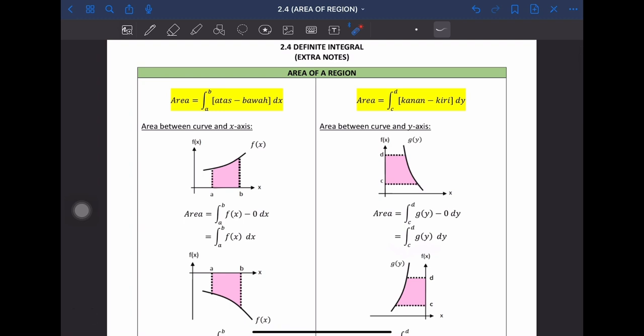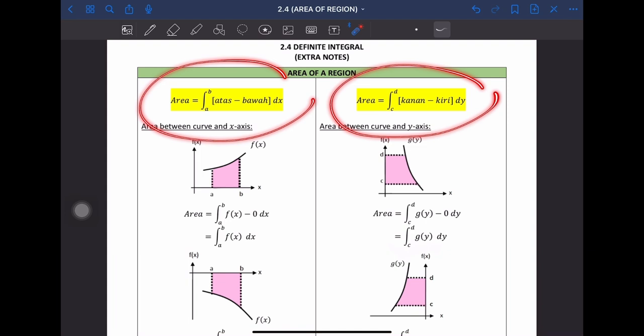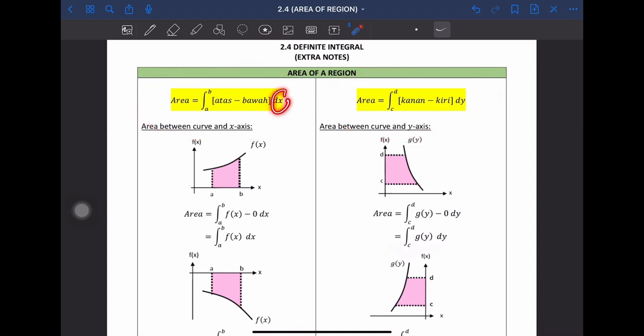For your notes, for area of region, actually we only have two formula. Awak akan ada pakai dua formula saja. The first one is dx. Dx maksudnya function dalam ni will be all in term of x, and also the limit a and b must be a value of x. And then for another one, we're gonna use dy. Untuk area dy pula, kita akan pakai all the functions here in terms of y, and also your value here must be value of y.